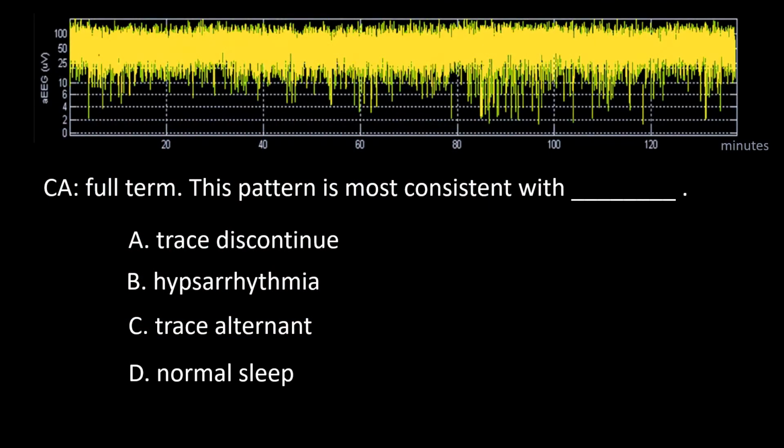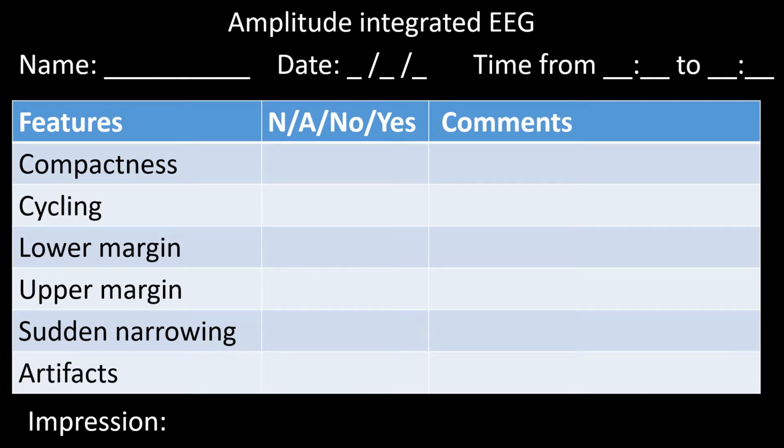Next question. This pattern is most consistent with A. Tracé discontinue, B. hypsarrhythmia, C. Tracé alternant, D. normal sleep. This frame has the format that I have used in the past to keep track of amplitude EEG changes. The time span they represent varies according to the ongoing clinical and electrical situation, but usually summarizes about 3 20-minute epochs. I will now incorporate the amplitude EEG strip in this question.